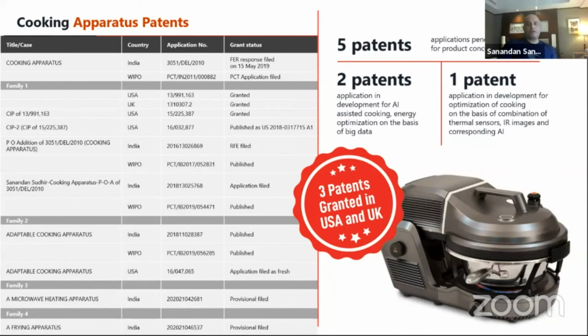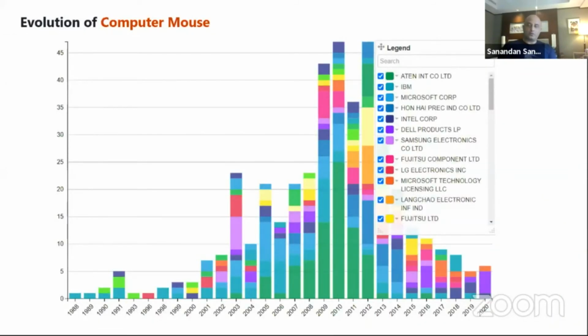So what I show you here is the patents that we have filed for one product or one product category. Here, what I want you to see is the typical evolution of how patents are filed by different companies globally.